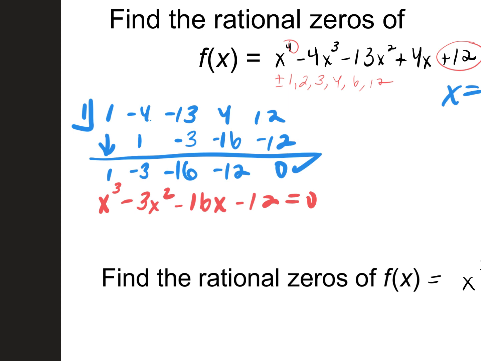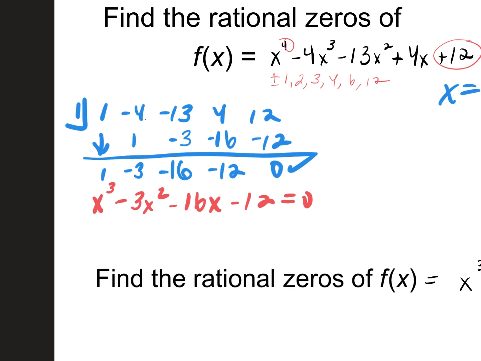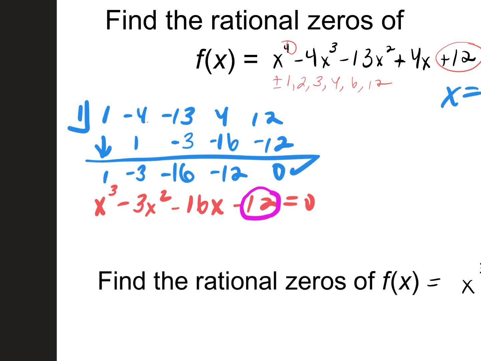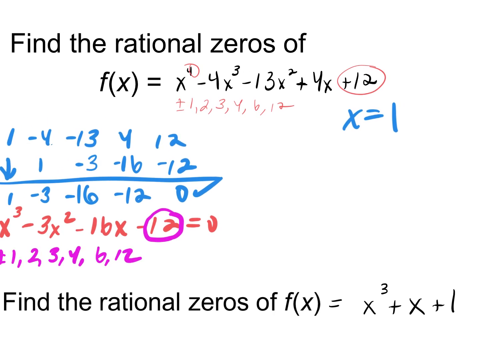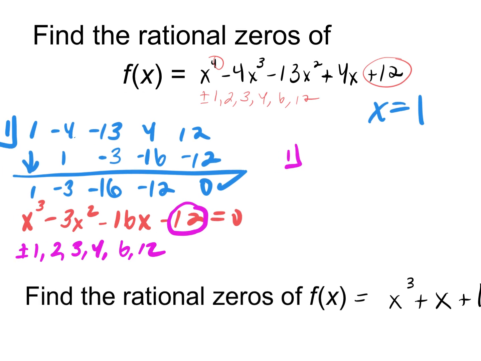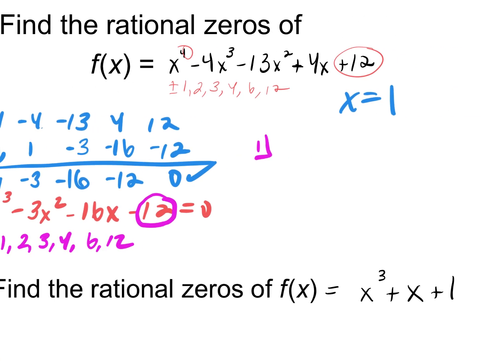It doesn't happen a lot, but if it does, no big deal. Again, you're going to look for factors of what? 12. So plus, minus, 1, 2, 3, 4, 6, and 12. And we're going to do synthetic division again. So I'm going to start with 1. And my coefficients in red are 1, negative 3, negative 16, and negative 12.